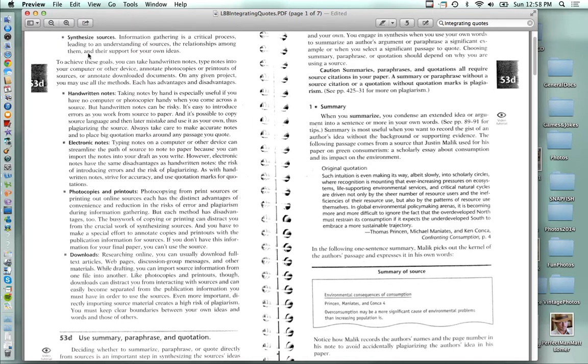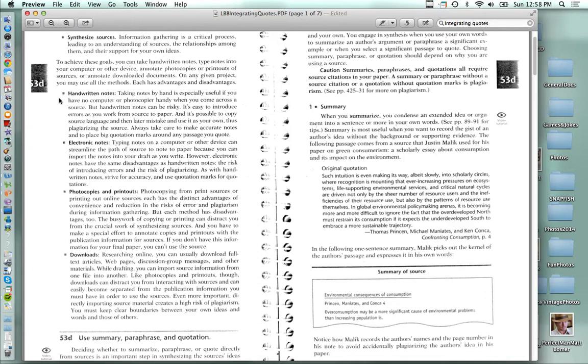Synthesizing sources is a really important concept. This means information gathering. Information gathering is a critical process leading to an understanding of sources, the relationships among them, and their support for your own ideas. And that's what synthesizing means, that you're reading a variety of sources, maybe on both sides of an issue, and then making them your own.